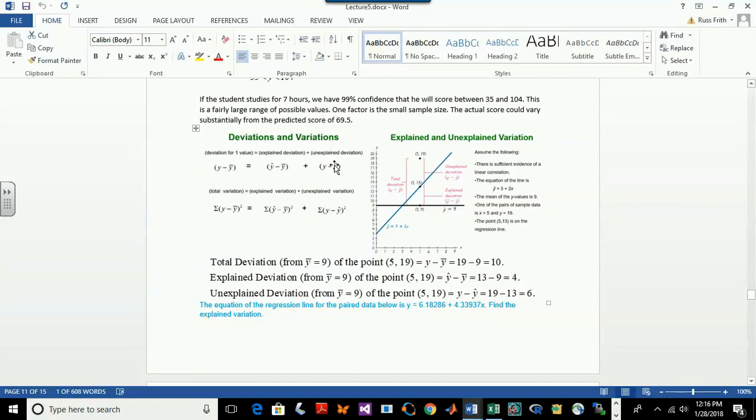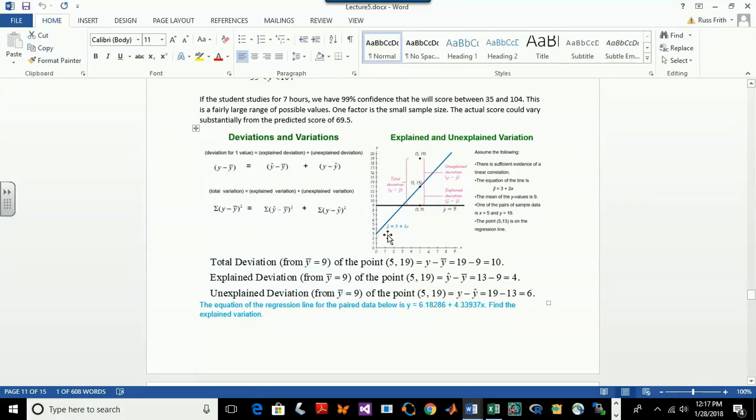And then we have what's called total variation, which is the sum of the squares of the deviations. The explained variation, which is the sum of the squares of the explained deviations. And then the unexplained variation, which is the sum of the squares of the unexplained deviations. So study this graph, which gives you a graphical representation of these definitions. If there is sufficient evidence of linear correlation, we can work with these parameters.